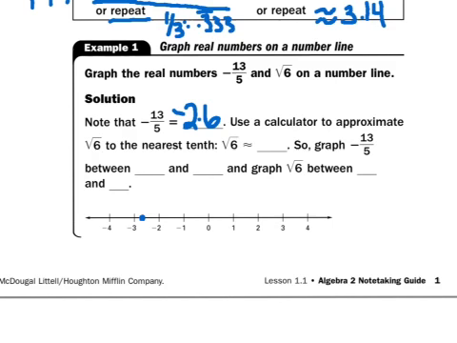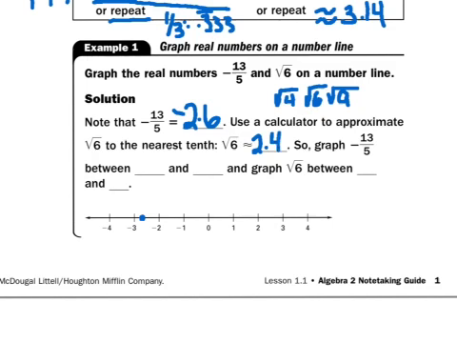For square root of 6, we have to have a calculator to approximate square root of 6 to the nearest tenth. You learned this in your little kids' math classes, that remember square root of 4 is a pretty number, it is 2. Square root of 9 is a pretty number, and it is 3. So this would be 2 point something, because square root of 6 is between square root of 4 and square root of 9. So if we put that in our calculator, we would get 2.4.